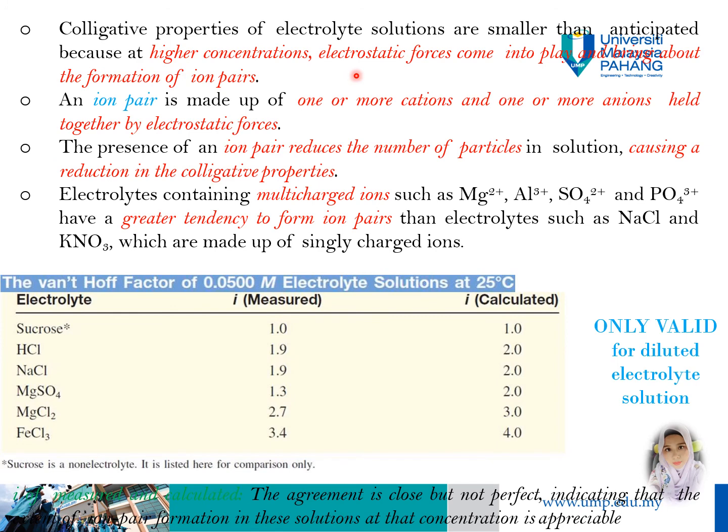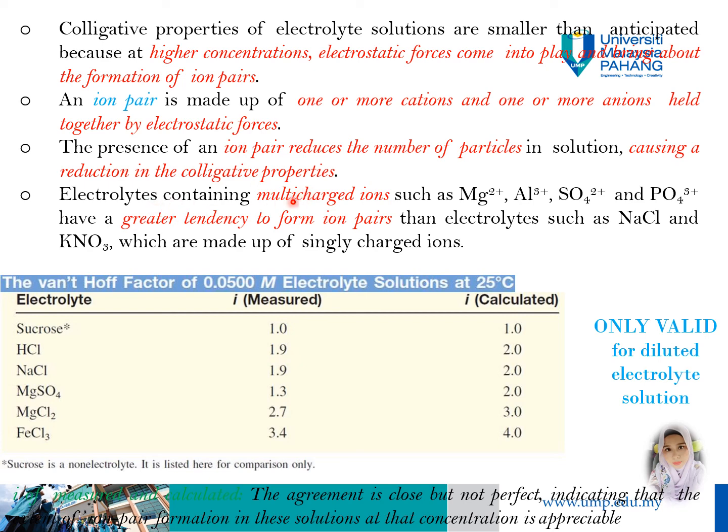The colligative properties of an electrolyte solution are smaller than expected due to the higher concentration and electrostatic force from the formation of ion pairs. The ion pair is held together by electrostatic force, so the presence of ion pairs will reduce the number of particles in the solution and cause a reduction in the colligative properties.